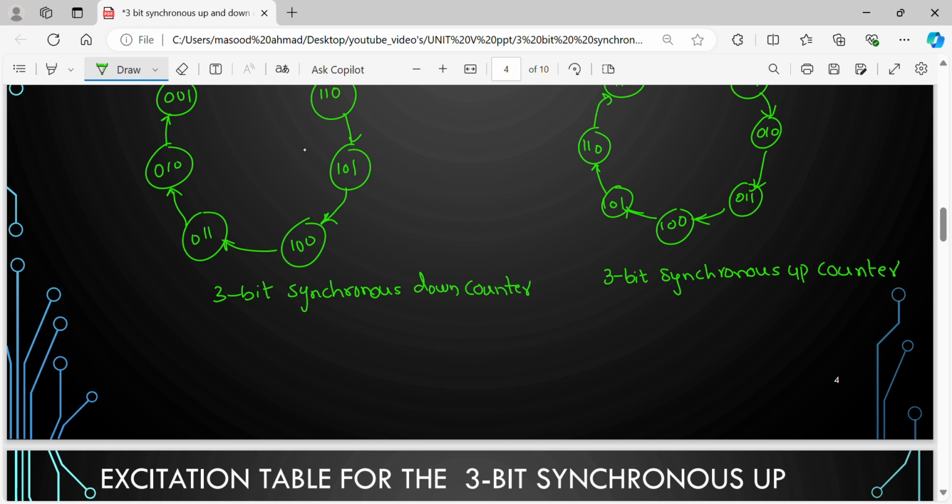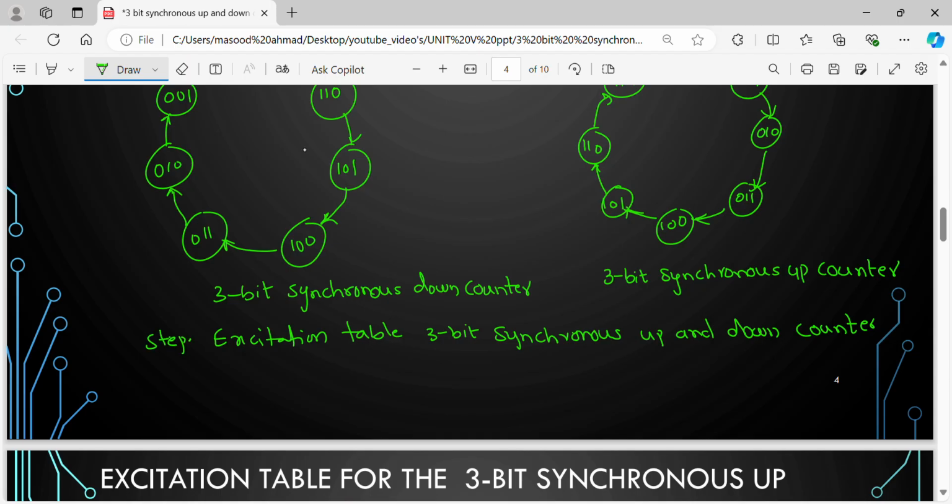What is an excitation table? Excitation table for what? 3-bit synchronous up and down counter. So this is what exactly we need to develop. What exactly is this step? This is step 4. So that we will see now.